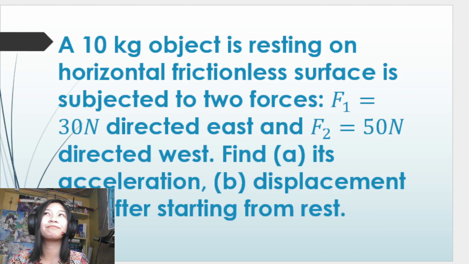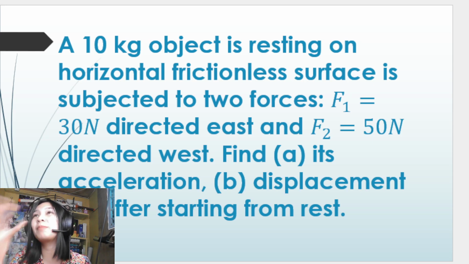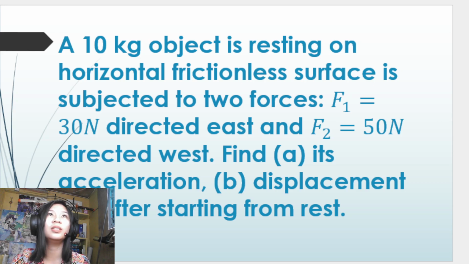Now, this is an example of application of the second law. The 10-kilogram object is resting on a horizontal frictionless surface that is subjected to two forces. Force 1, 30 newtons directed to the east. Okay, so 30 newtons directed to the east.